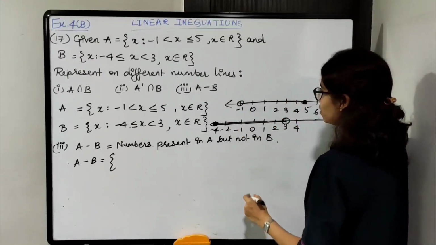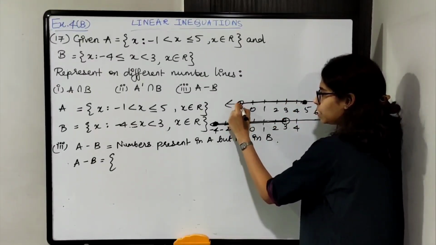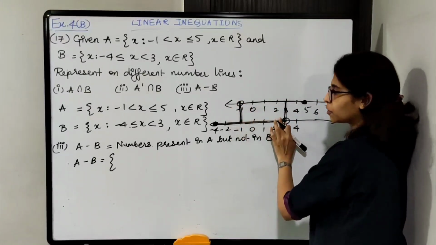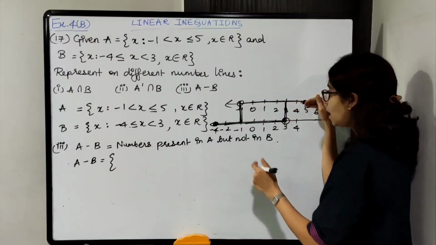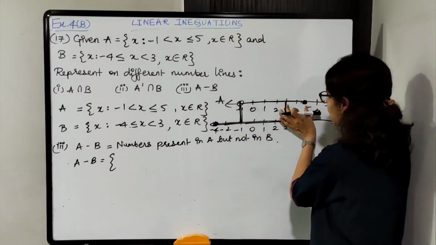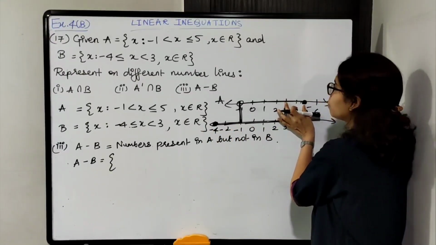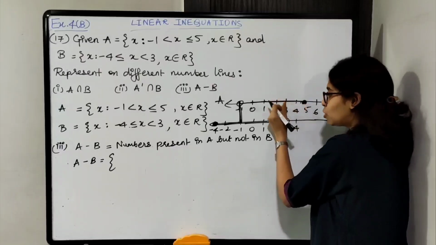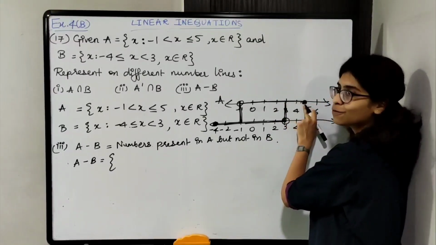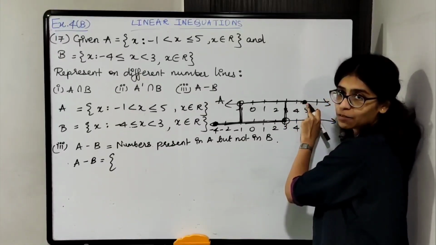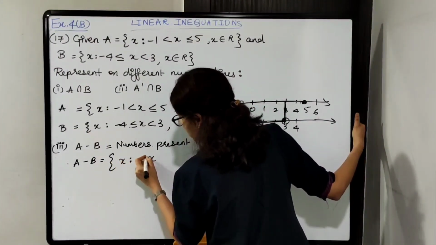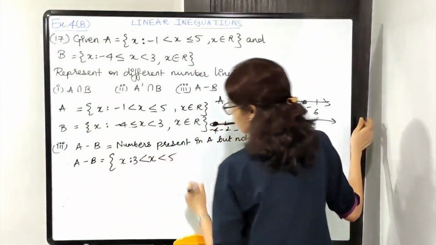Okay, so A and B, these are common. This is the common range. Okay, so common you are not going to include. It should be there in A but not be there in B. We will not include B's elements. So only this range of A will come, because only this range is there in A but not there in B. So 3 to 5. Okay, 3 to 5. So x such that x is greater than 3 and less than 5.